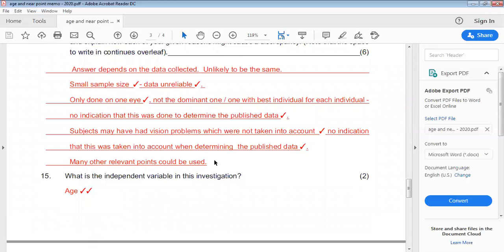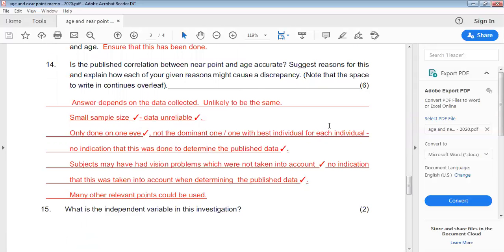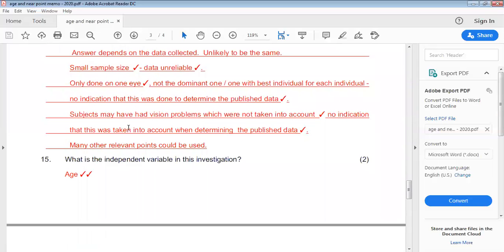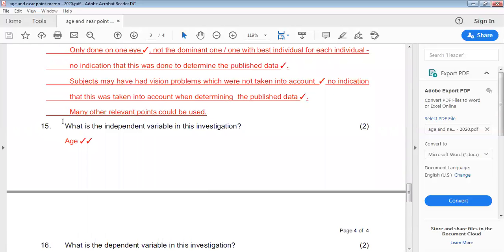Okay, and we would have marked relevant points. Be careful, bullet your points, because it doesn't say how many reasons. Question 15.